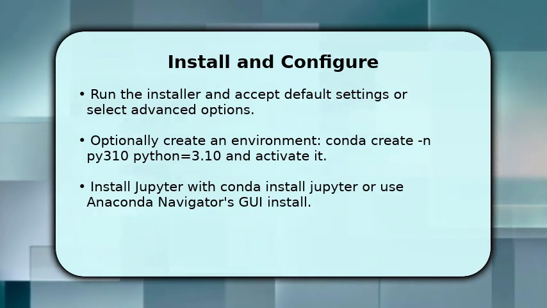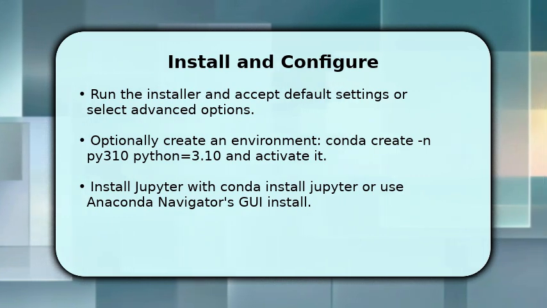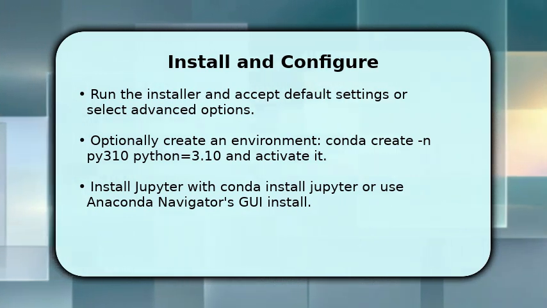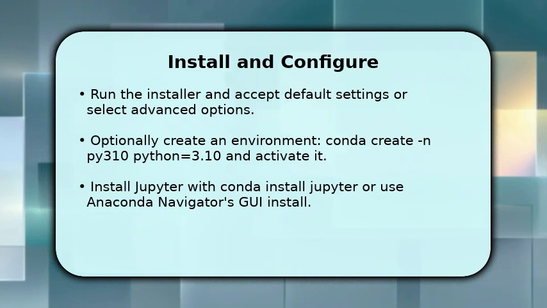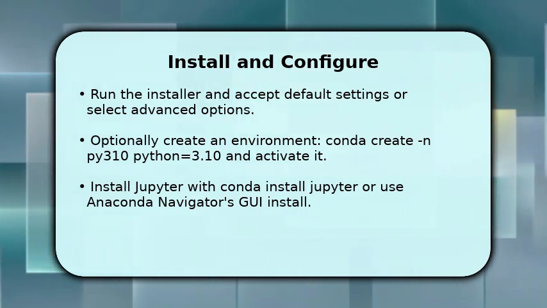After installation, open Anaconda prompt or terminal to configure environments. Create an environment by typing conda create -n py310 python=3.10, and then conda activate py310.